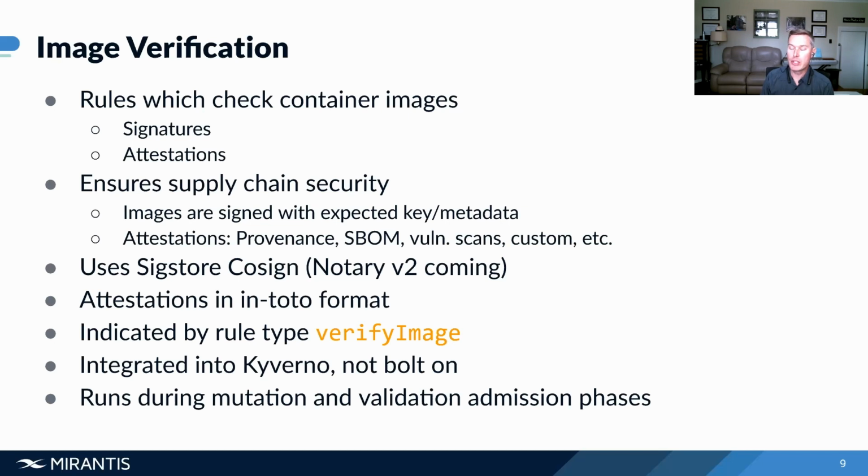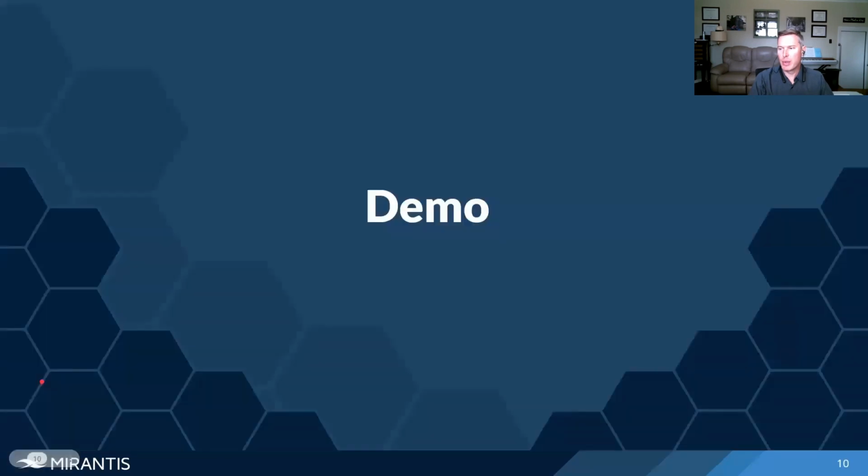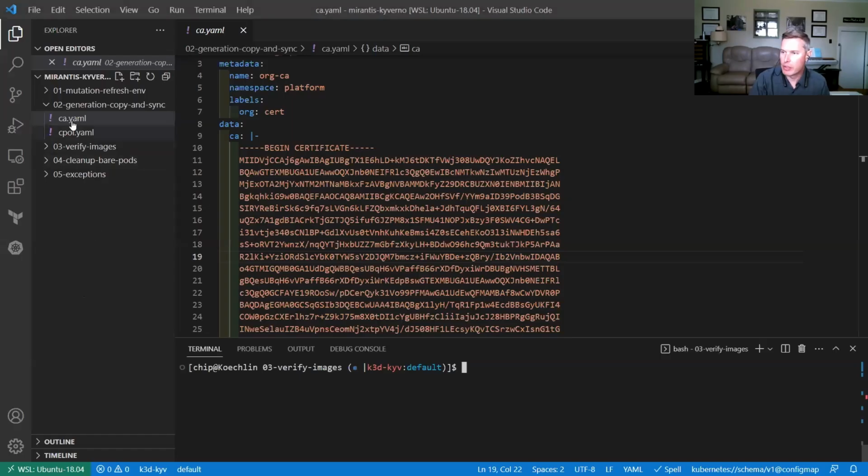This runs during the mutation and the validation admission phases because we need to be able to do things like associating a tag, which is mutable, with a cryptographic digest, which is immutable. So as part of the process of ensuring that the signature is good, we want to make sure that the signature is good specifically for that one image and not just any other tag. So that's a high-level overview of image verification. Now let's get into this by actually showing it in action. So let's flip back over here.